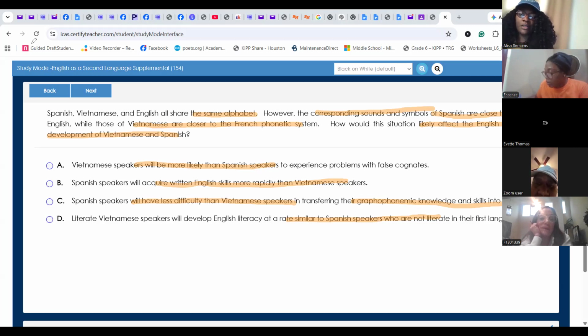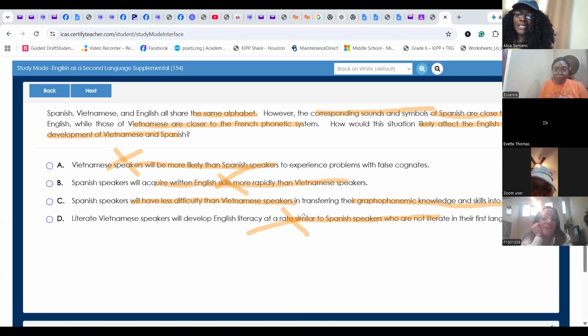So we would do process of elimination here. A is just outright wrong. In Vietnamese, there are no cognates. Spanish speakers will acquire written English skills more rapidly. We were not talking about writing, we were talking about sounds. Literate Vietnamese speakers will develop English literacy at a rate similar. No, they will not. Just because, like we just said, the sounds are different.